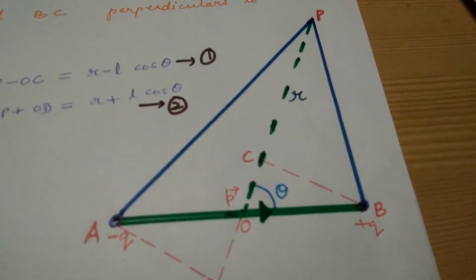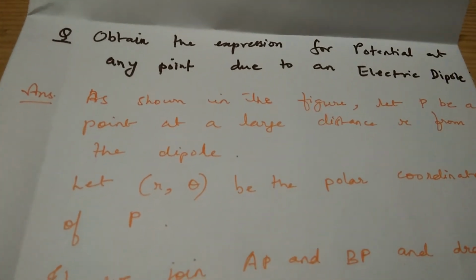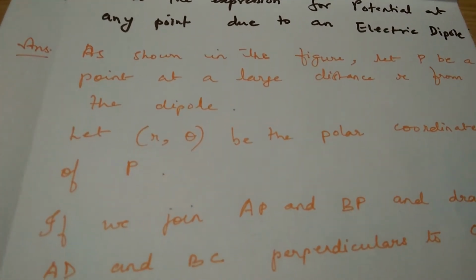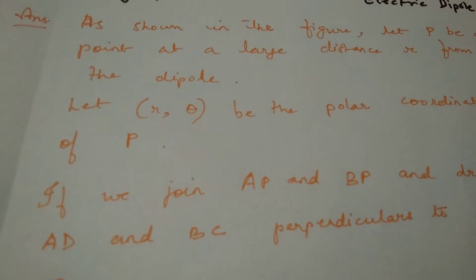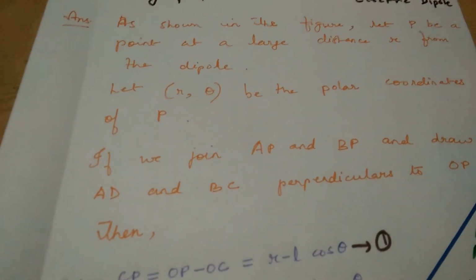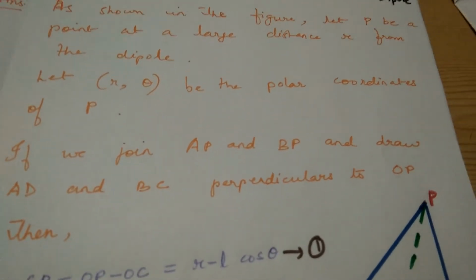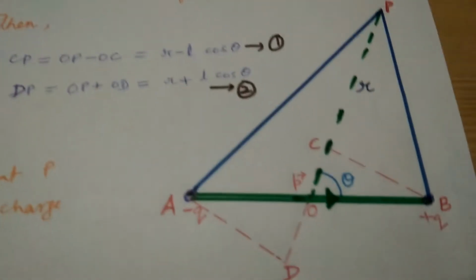So let us begin with the answer. As shown in the figure, let P be a point at a large distance r from the dipole. Let r, theta be the polar coordinates of P. Now how do we start the derivation? So we drop two perpendiculars AD and BC like this.